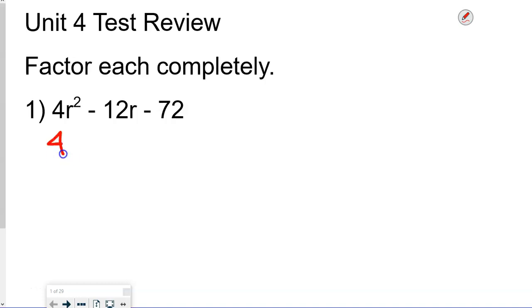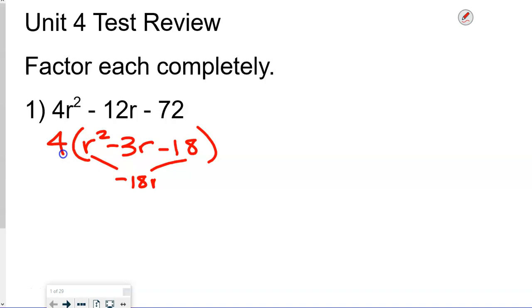So I notice that all of these are divisible by 4. So if I divide 4r squared by 4, I get r squared minus 3r minus 18. Then I'm going to multiply my first and last terms together here. That gives me negative 18r squared.